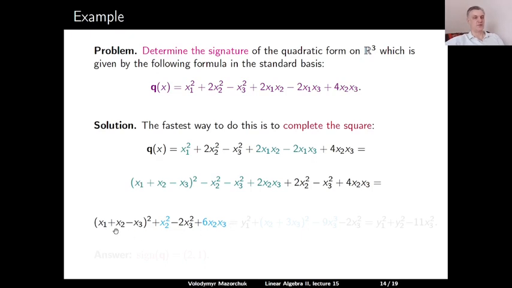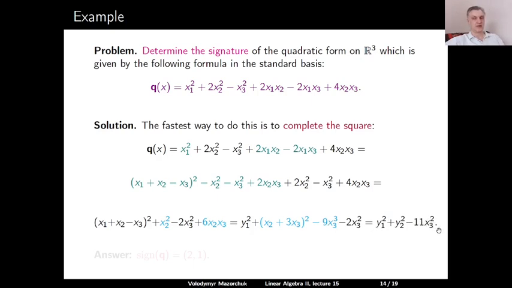So we call x1 plus x2 minus x3 by y1. So this gives us y1 squared. And then we have x2 plus 3x3 squared. So when we take the square, there will be an additional 9x3 squared, which we should subtract. And then we have minus 2x3 squared, which we just copy. So we have y1 squared plus, we call x2 plus 3x3 y2, y2 squared, and then minus 11x3 squared.